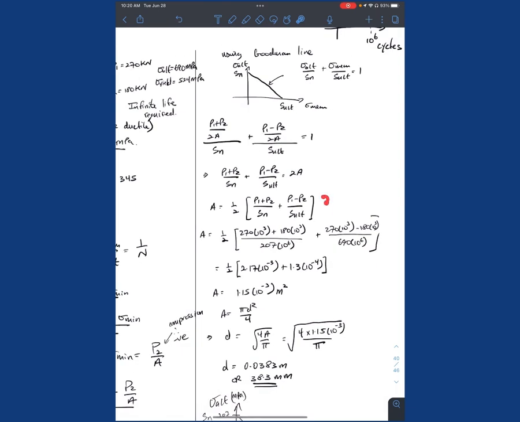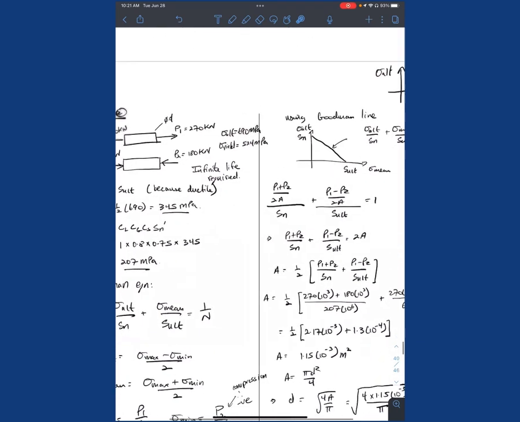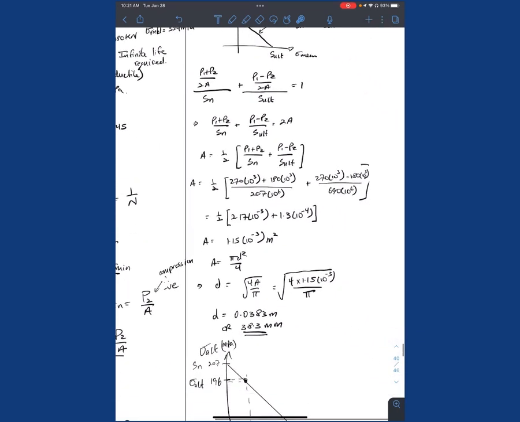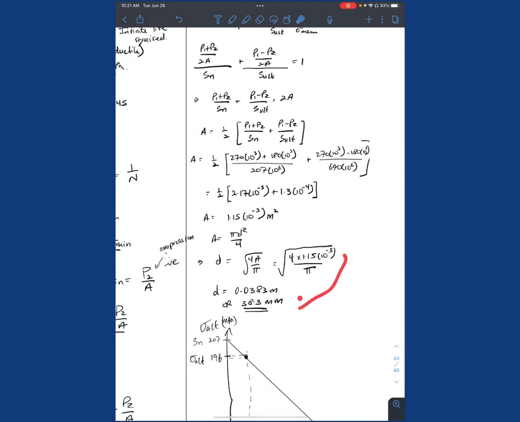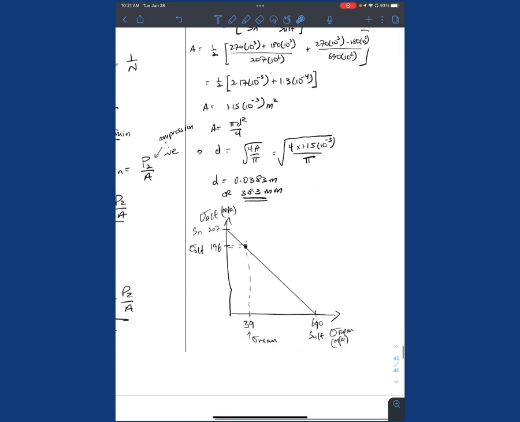Right, so when you reach a simplified version, then we could substitute P1, P2, Sn, etc. So that's what we did here. So we obtained and we actually solved for A. And once we get A, well then obviously we could solve for D. So that's our diameter. So this is our minimum diameter. Right, so we update the diagram, and we actually put our numbers.